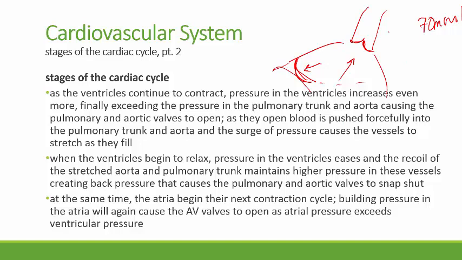So the pressure increases above 70 millimeters mercury, and that then opens the aortic valve. And so now blood can flow out into the aorta. So push, push, push. The ventricles reach maximum pressure all the way up to, say, 120 millimeters mercury. And then they start to relax again.